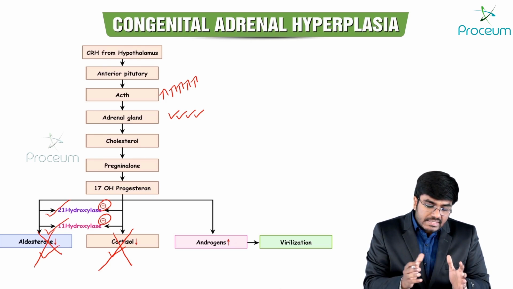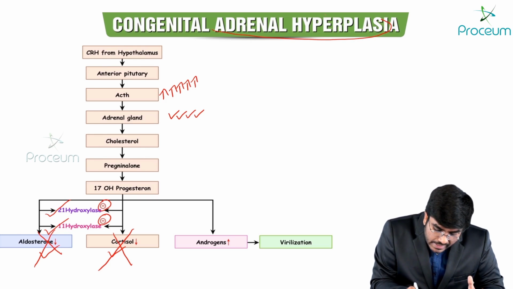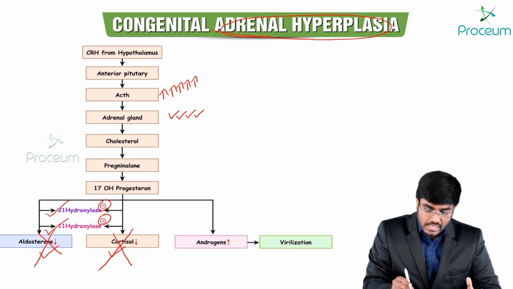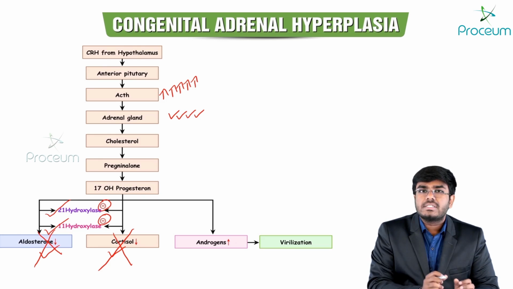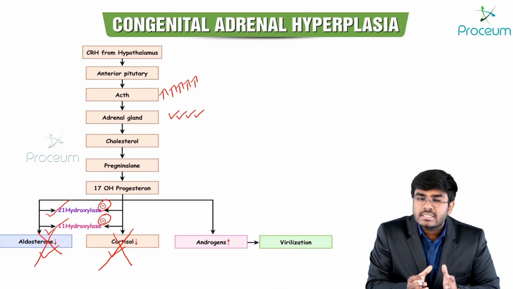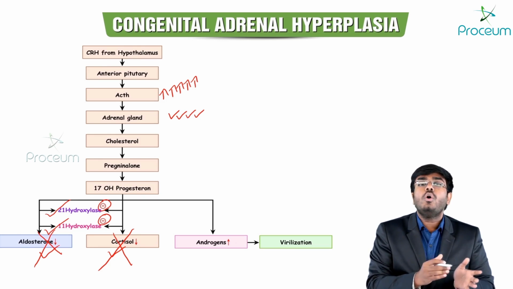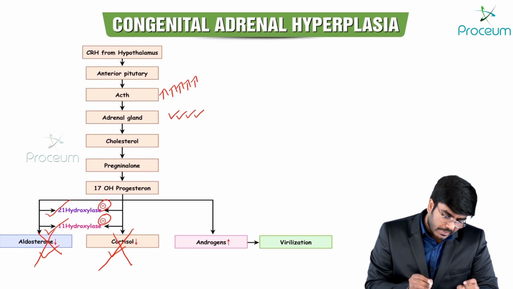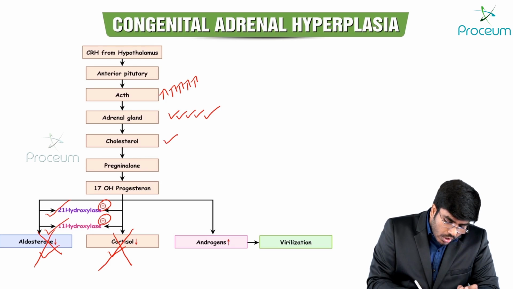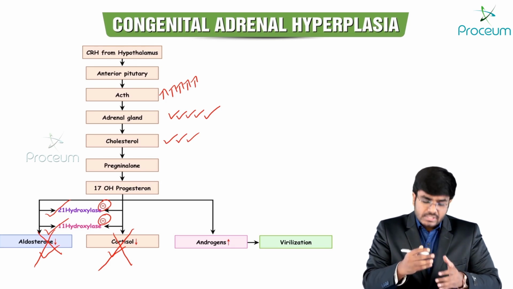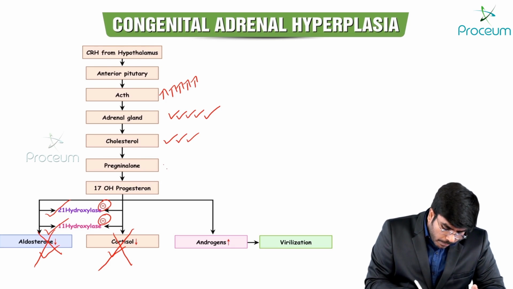So why is there adrenal hyperplasia, guys? This adrenal hyperplasia is because of excessive stimulation by the ACTH. Why is there excessive ACTH? Because there is no cortisol, no negative feedback. So now what's happening? When the adrenal gland is so much stimulated, the cholesterol in the adrenal gland is so much getting converted into pregnenolone.